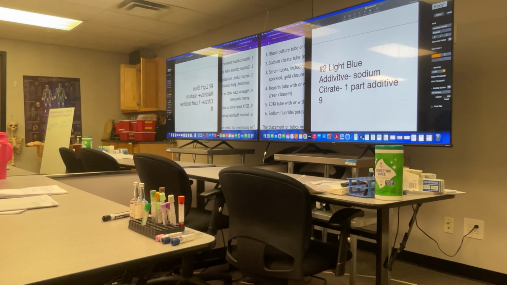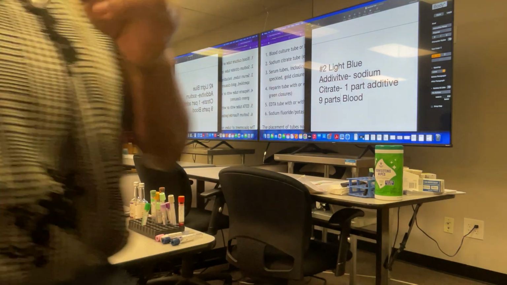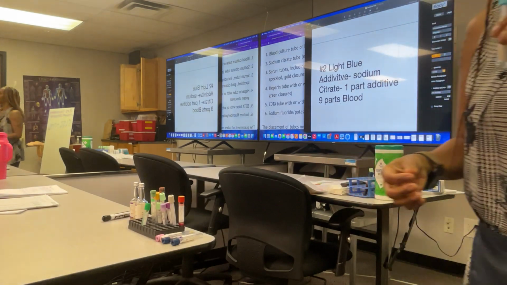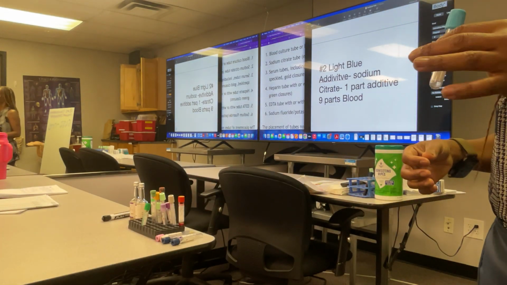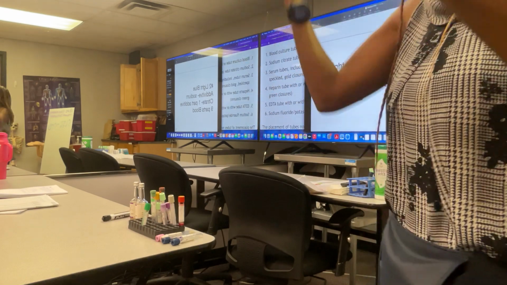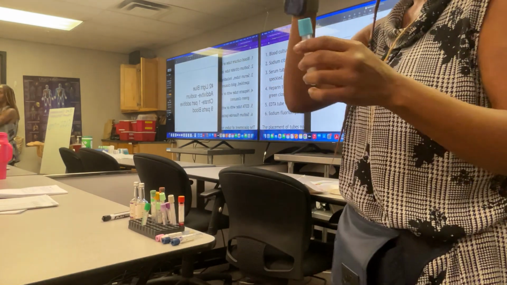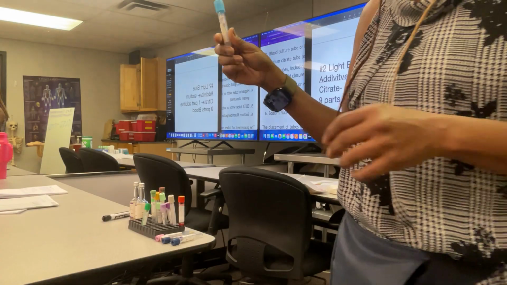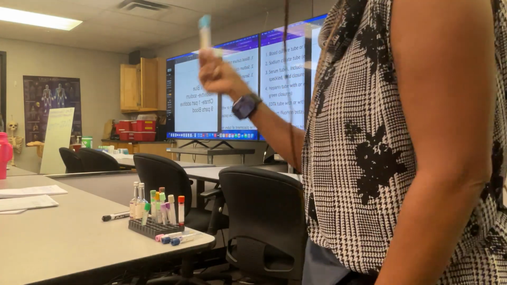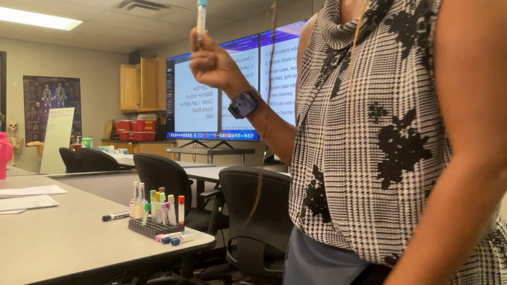This is the one part additive, and then we need to fill this tube up with blood to make it nine parts blood. See that liquid at the bottom? Let me show you. So it equals up to 10. One of them is additive. The rest is blood. So you fill it all the way over. These are the only two tubes that they're going to super reject you for if you do not fill this up and you mess this up.